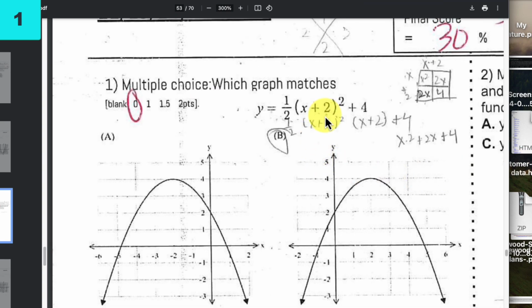Okay, this student decided to try to expand it, and this was correct, and then that should have been a 4x, and then they would have to multiply 1/2 and then add 4. So, 1/2 times the 4 would give us 2, and then 2 plus 4, that's 2.